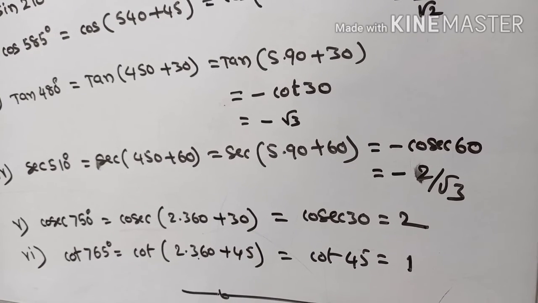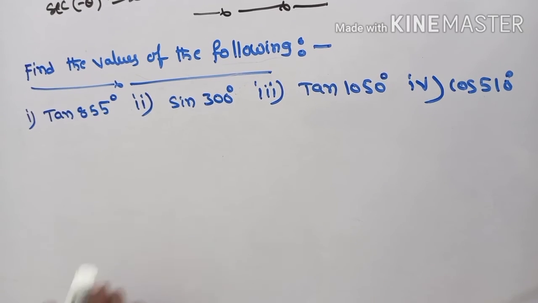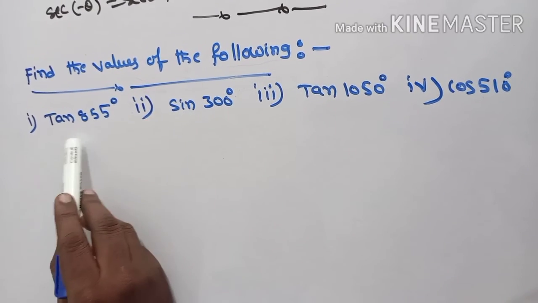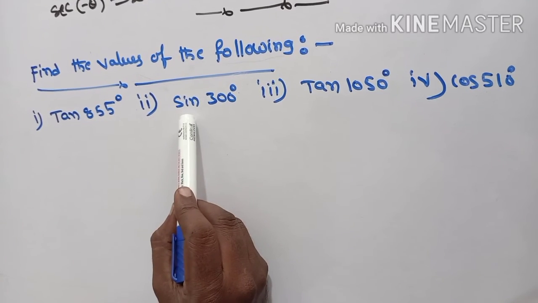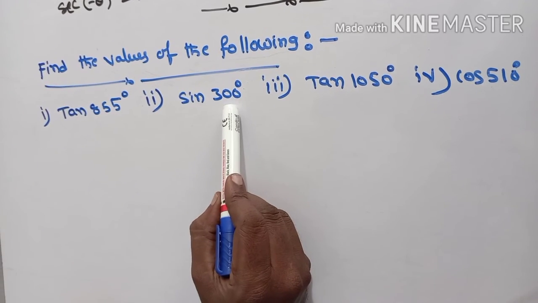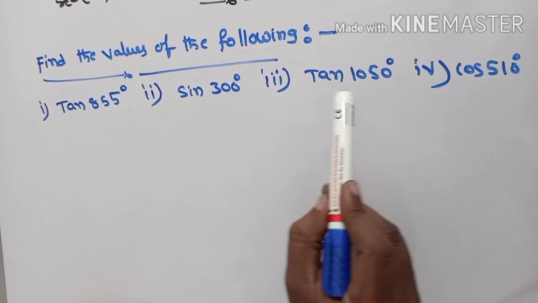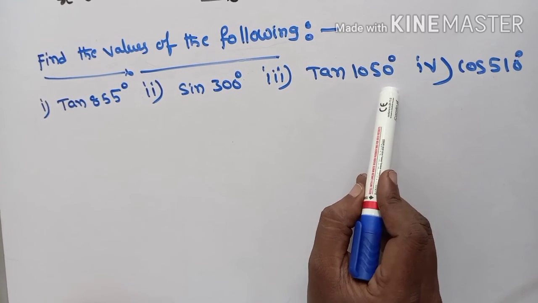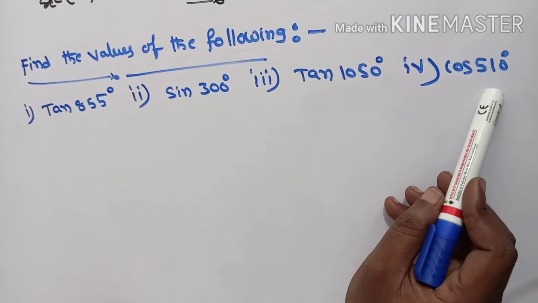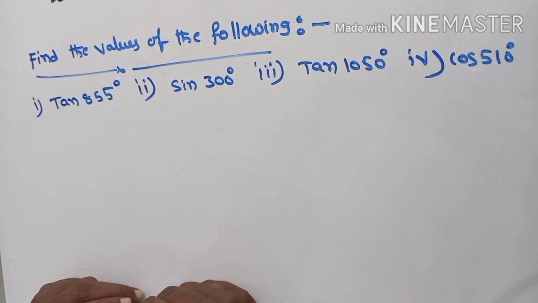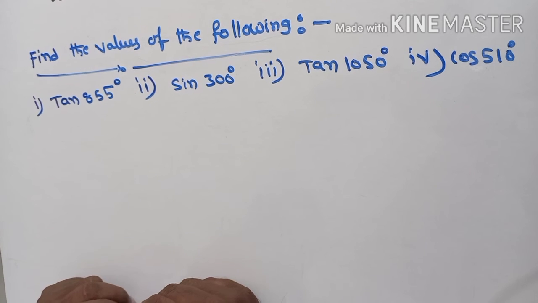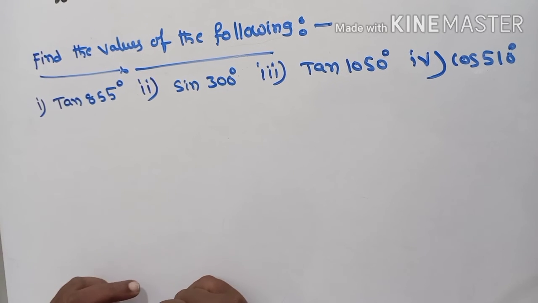That's enough. Find the values of the following. First one, tan 855 degrees. Second one, sin 300 degrees. Third one, tan 1050 degrees. Fourth one, cos 510 degrees. You can do these problems by using the above conditions. That means you can follow the previous video's conditions.